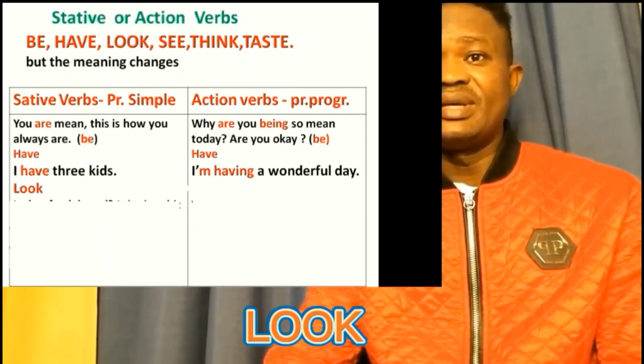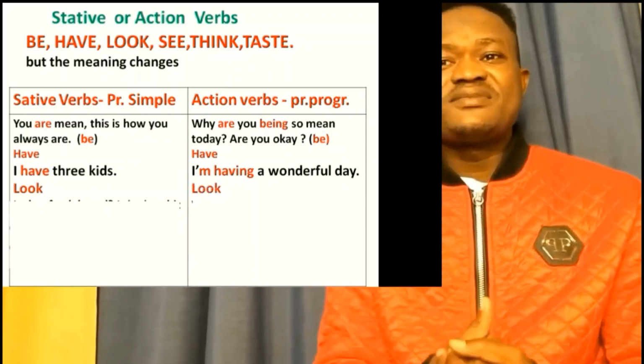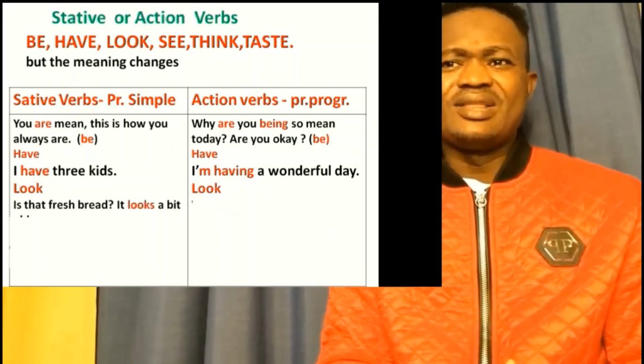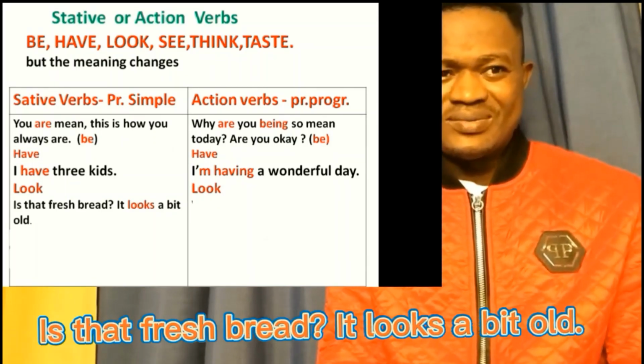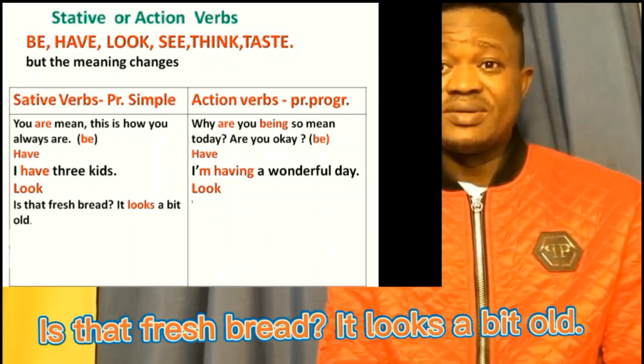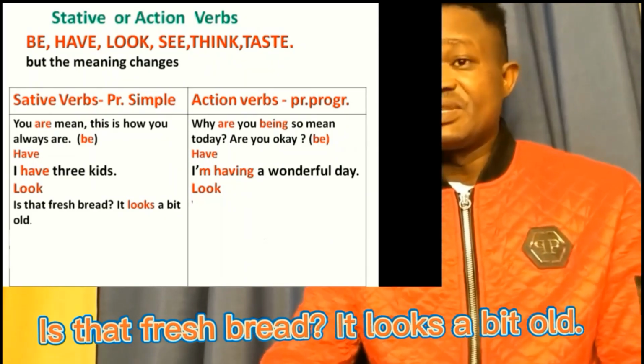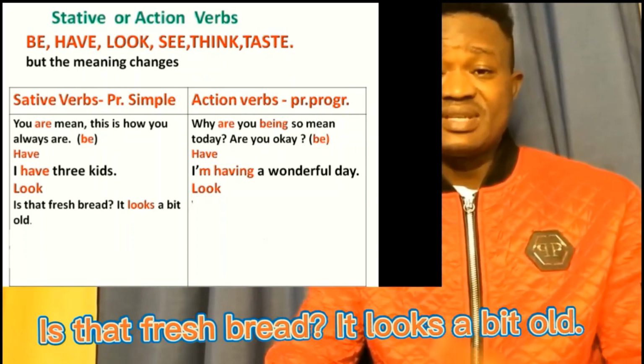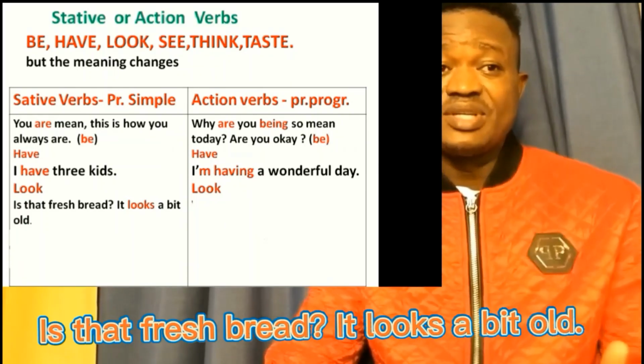The look verb, okay? Is that fresh bread? It looks a bit old. So it looks a bit old. Okay, that's a look. You're talking about the bread. Asking the question, is that fresh bread? It looks a bit old.